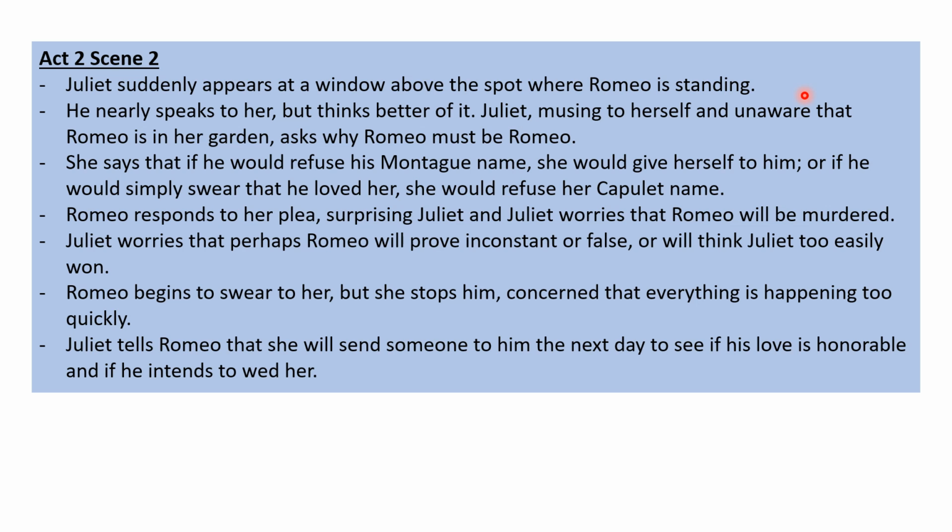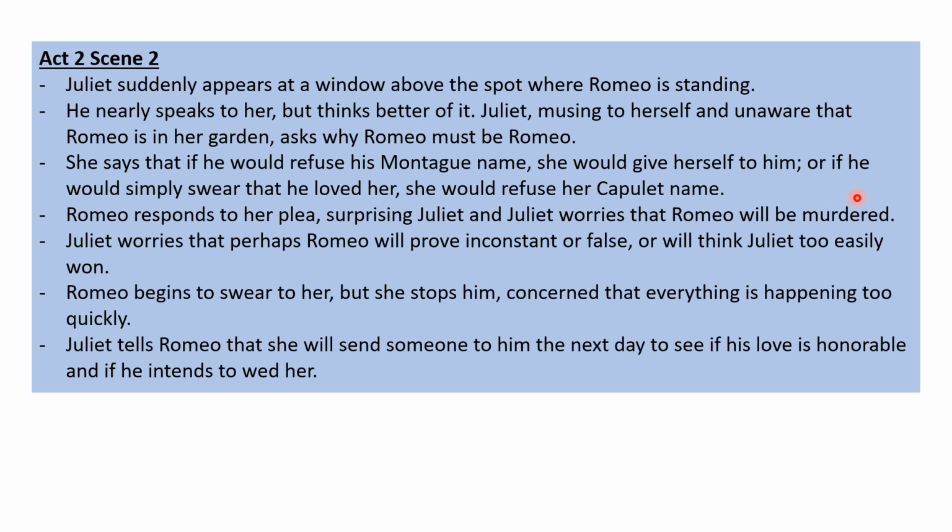Romeo is talking about his love to himself, and he nearly speaks to her, but then he decides that he shouldn't in case he gets caught. Juliet's then doing the same thing as Romeo and musing to herself about her love. And she asks why Romeo must be Romeo. She says that if he would refuse the Montague name, she would give herself to him, or if he would simply swear that he loved her, she would refuse her Capulet name.